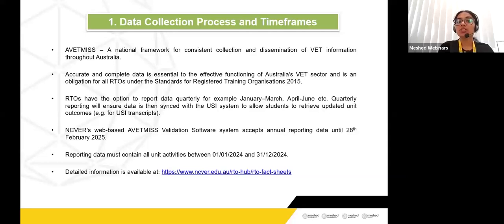As we have talked about a few times already, the data reporting deadline for this year is 28th of Feb 2025. The submission window is currently open for you to go to the AVS or AVETMISS validation software and upload and submit your data. The data that we are reporting currently to NCVR is the data for collection year 2024, which is any unit or training activity between 1st of January 2024 till the 31st of December 2024 needs to be reported.